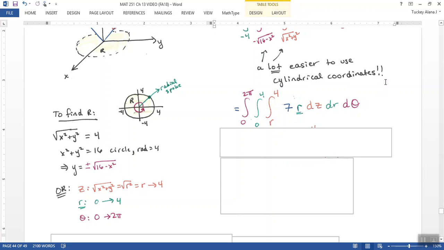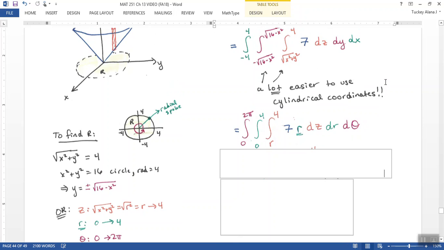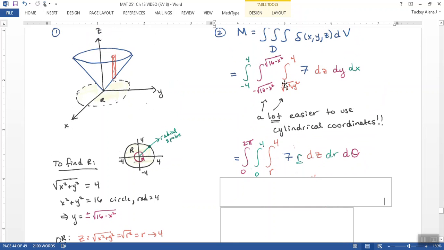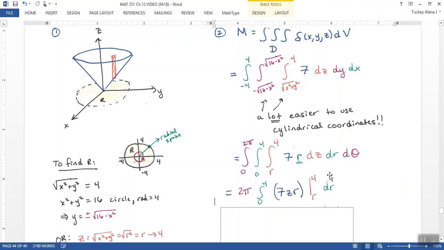And there are so many reasons this is easier. First of all, look at those limits of integration. No ginormous square roots, none of that stuff. Another thing is that there's no theta in either the integrand or the limits of integration. So one of my first missions is going to be to get rid of that third integral entirely and basically do a double integral.